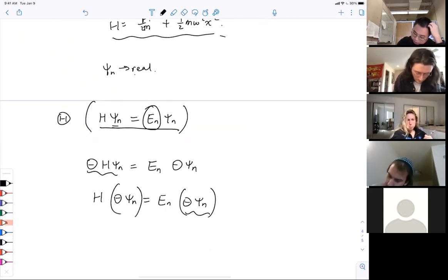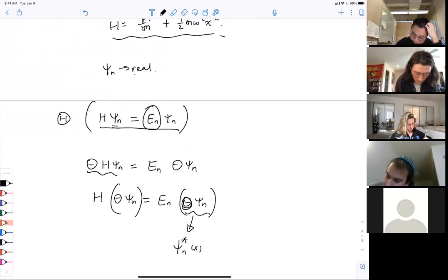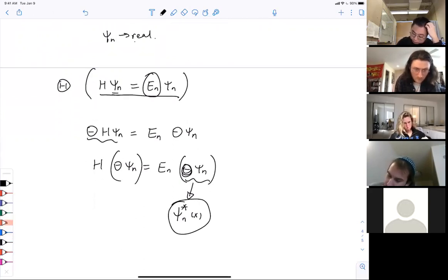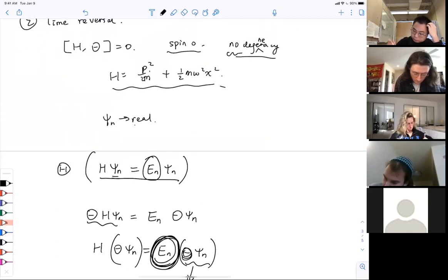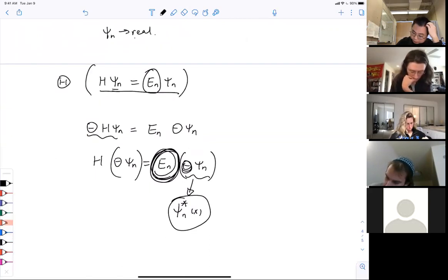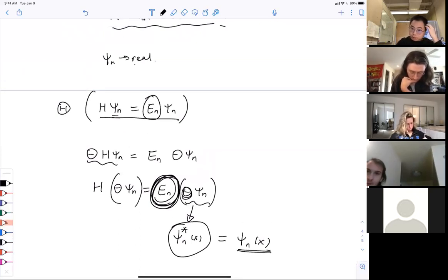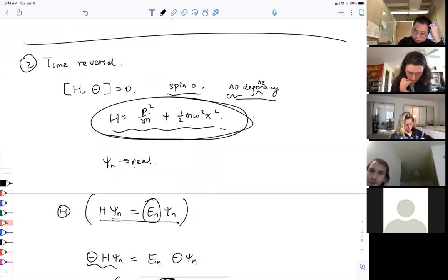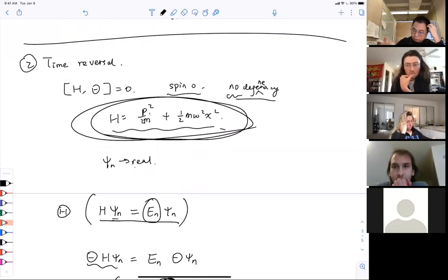Time reversal operator acting on the wave function just gives us a complex conjugate in the real space representation. This also has the same energy En, but according to our assumption, there is no degeneracy, meaning that this must equal psi n. So it's real. Of course, from this example, we know the wave function is always real. If you look up some textbooks, the wave function of a harmonic oscillator.